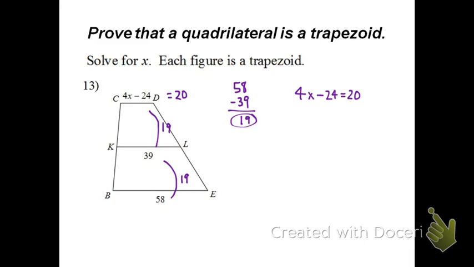Okay? So, now if we solve, what can we do? Add 24. We're looking at, slide that 4x over, closer to the equal sign. 4x equals 44. And if we solve here, divide both sides by 4, x equals 11.